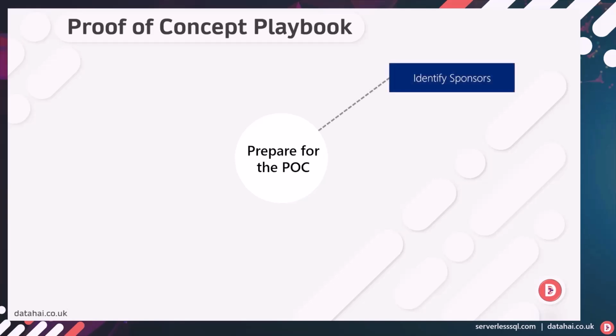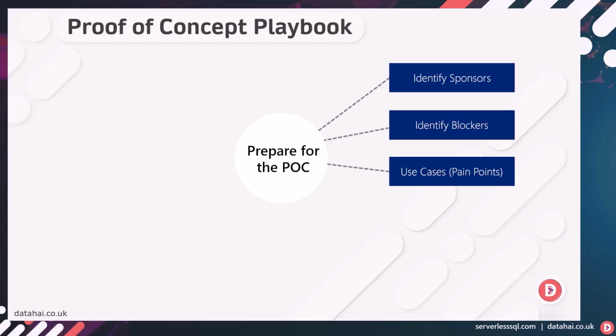So number one, you've got to identify your sponsors, who are both the technical and business people that are going to help you with this proof of concept. It could be the IT director, it could be the head of data engineering, it could be the finance director. Look at your blockers. Now these could be both technical and cultural blockers. Is there a desire for change within the business?